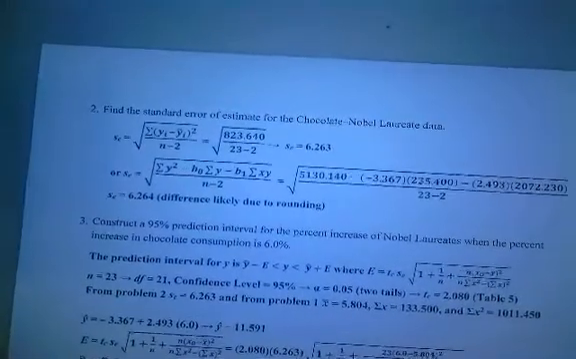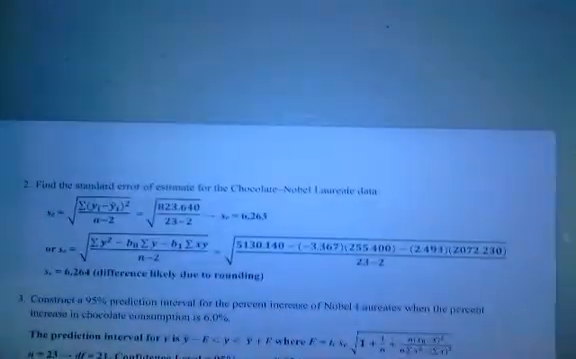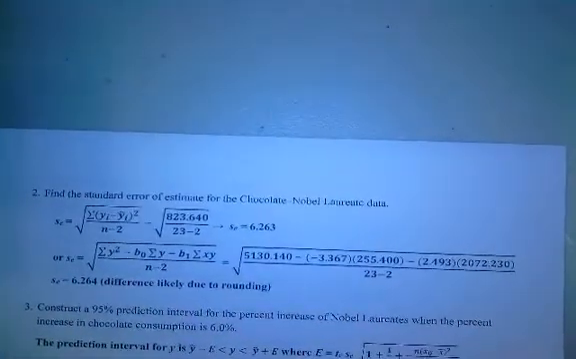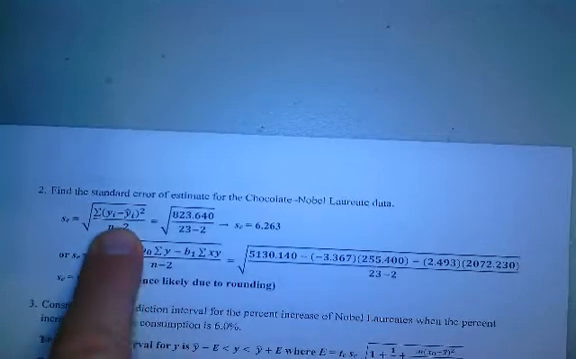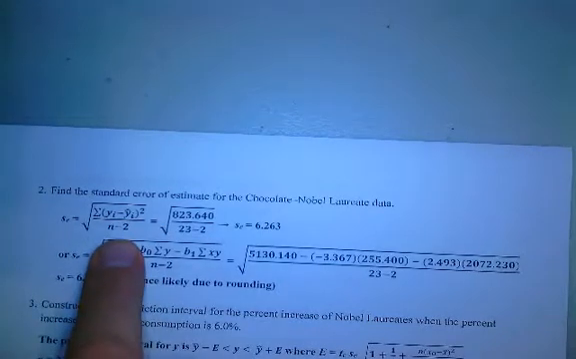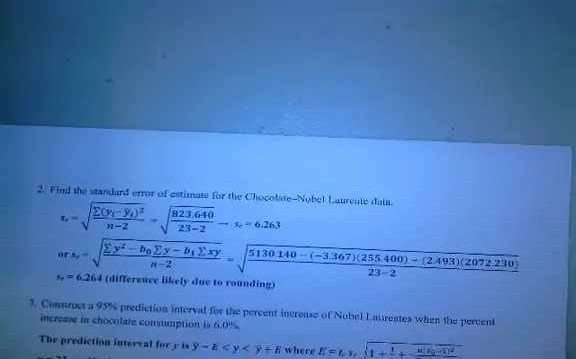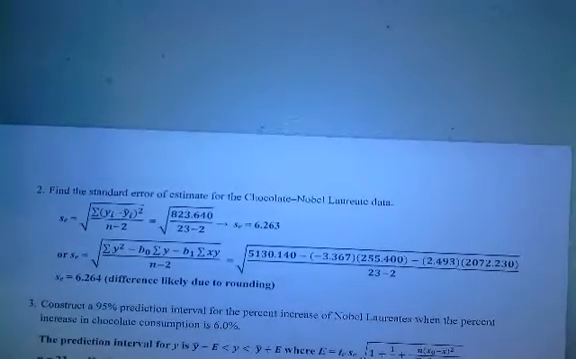Alright, so let's look at some data now. Oh, we want to do standard errors before we move on to another data set. So find the standard error of the estimate for the chocolate Nobel laureate data. Now we're using those residuals, y_i minus y hat_i. Those are the residuals squared, summed, then divided by n minus 2 and square rooted. And we get a standard error of 6.263. So that's like the standard deviation of the residuals.